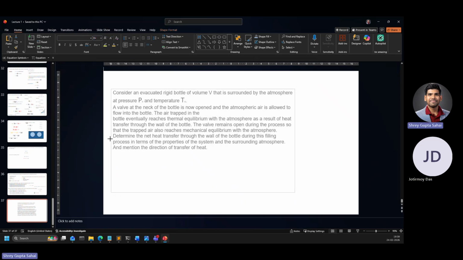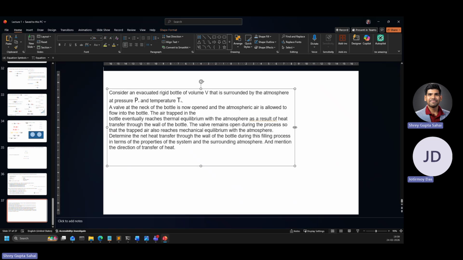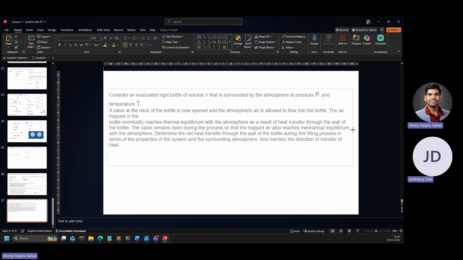So consider an evacuated rigid bottle of volume V that is surrounded by the atmosphere at pressure P naught and temperature T naught. A valve at the neck of the bottle is now opened and the atmospheric air is allowed to flow into the bottle. The air trapped in the bottle eventually reaches thermal equilibrium with the atmosphere as a result of heat transfer through the wall of the bottle. The valve remains open during the process, so the trapped air also reaches mechanical equilibrium with the atmosphere. Determine the net heat transfer through the wall of the bottle during this filling process in terms of properties of the system and surrounding atmosphere, and mention the direction of transfer of heat.